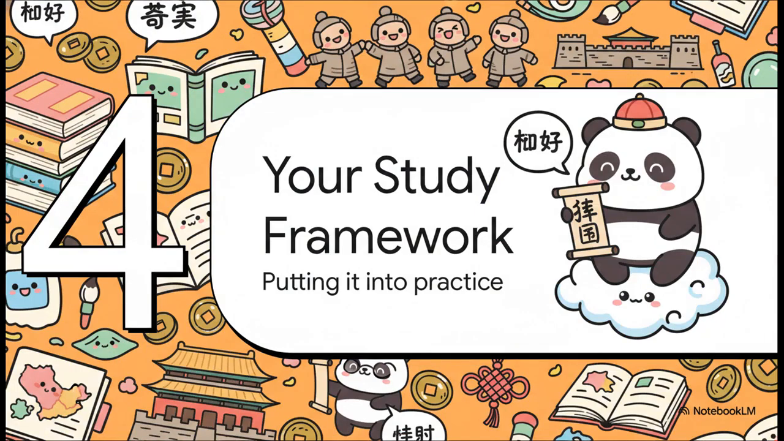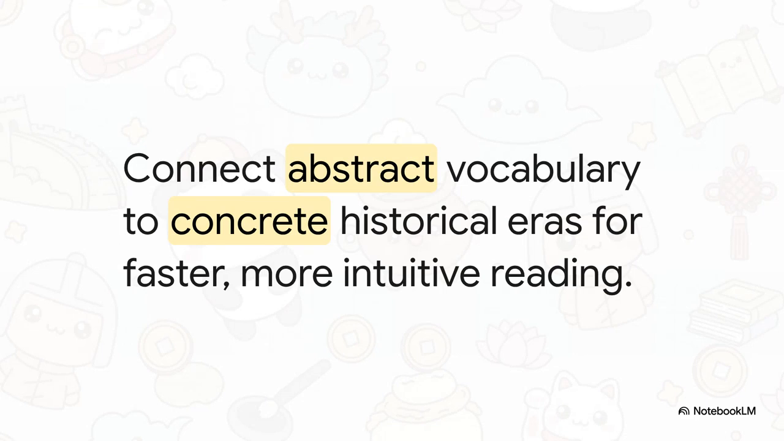Okay, so we've finished our road trip. We've seen how history literally shapes the language. But now for the most important part. How do you actually use this? How do you turn this into a real study tool? Let's break it down. The whole goal is right here. Connect those abstract vocabulary words to concrete historical eras. So instead of fanrong just being a floating word that means prosperous, it becomes prosperous, like the Tang Dynasty. Giving it that mental anchor makes recalling it and understanding it in a text so much faster and more natural.